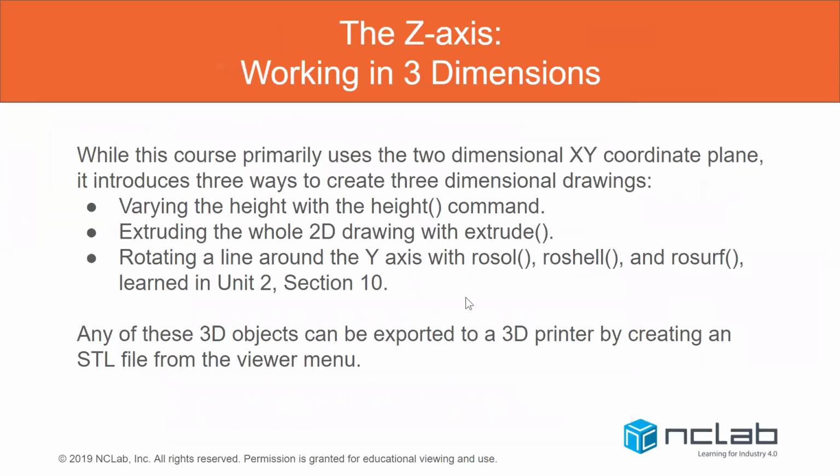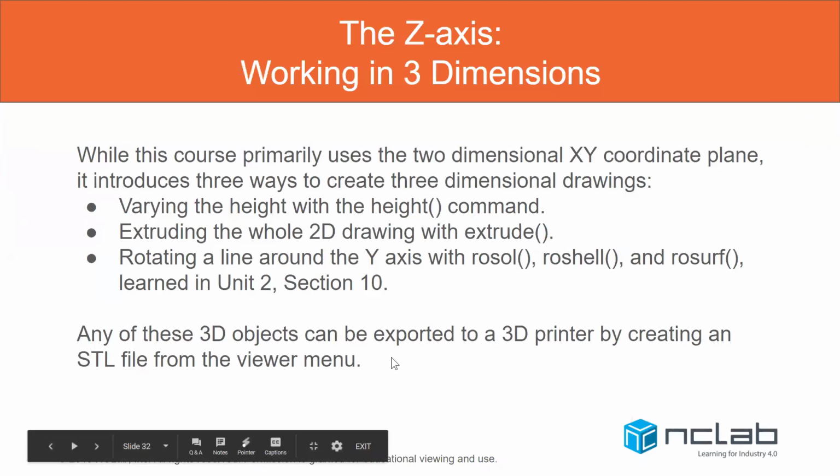All right, so we're still primarily working on the XY coordinate plane, but we are going to use the Z-axis a little bit, and that is to create these 3D printable objects mostly. You can do that a couple of ways. You can vary the height with a height command. That's really covered in section 3. Or you can extrude the whole drawing with the extrude command, and that's actually introduced at the end of section 1. And then what we did with the flower pot workshop is we rotated the line around the y-axis with these commands, but that's learned in unit 2. We're not covering that today.